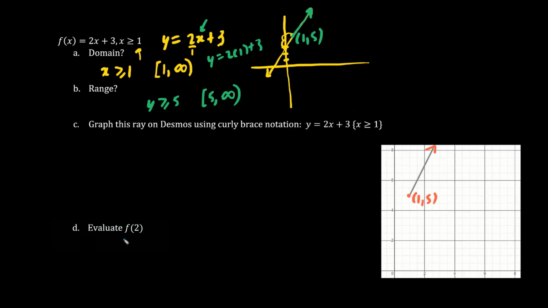Now let's evaluate f of 2. Recall that f of x equals 2x plus 3, and we'll substitute 2 for the x value. So we have 2 times 2 plus 3. 4 plus 3 is 7. That means that when x is 2, the y value is 7 here, and it appears to be correct on Desmos.